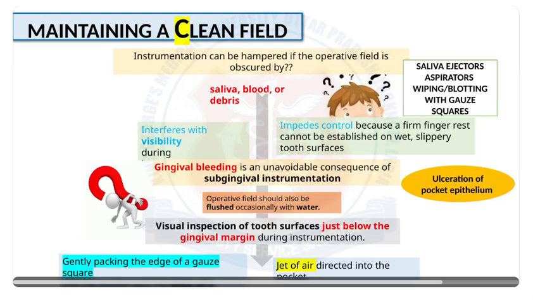Maintaining a clean field is crucial for effective instrumentation. Saliva, blood, or debris can obscure visibility and impede control. Use saliva ejectors, aspirators, and gauze squares to manage these. Gingival bleeding is common, so flush the field with water and use air jets for visual inspection below the gingival margin. Ensure a firm finger rest on dry surfaces.